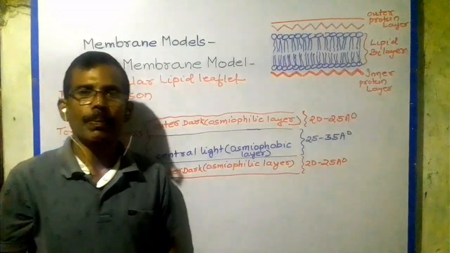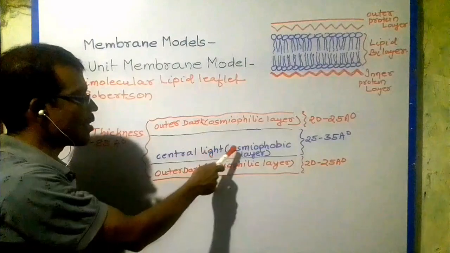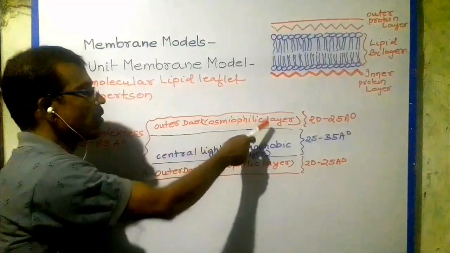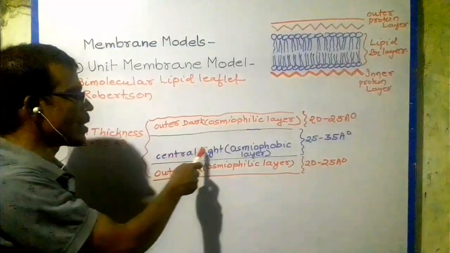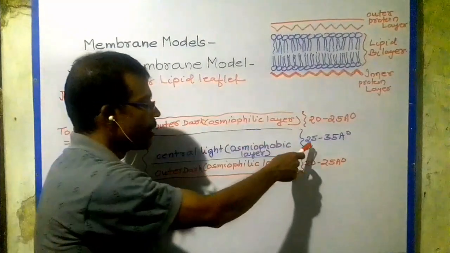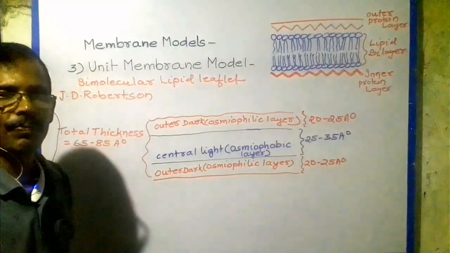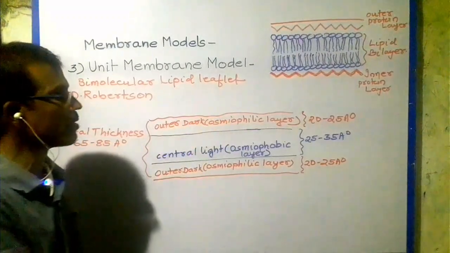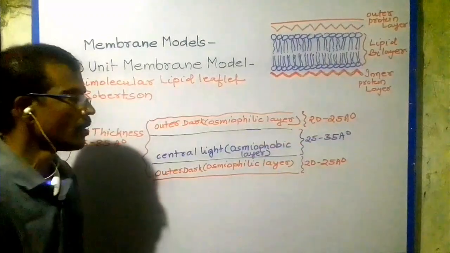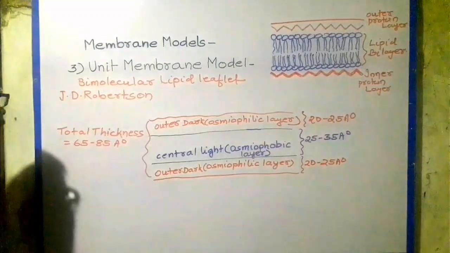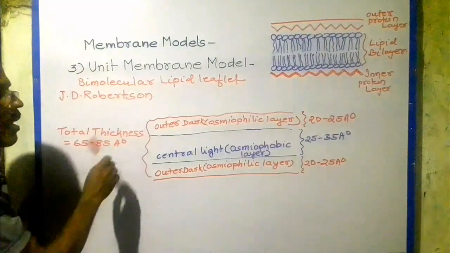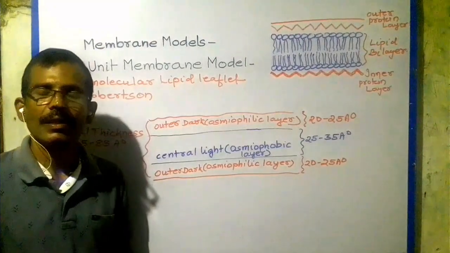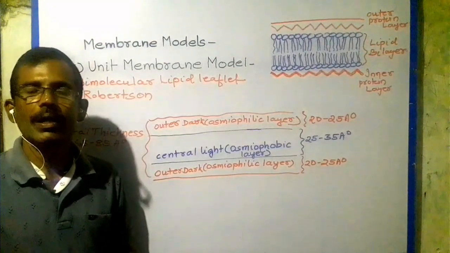In such a trilaminar pattern, there was a central light osmiophobic layer and two outer parallel dark osmiophilic layers. The thickness of the central osmiophobic layer was 25 to 35 angstrom and the thickness of the outer dark osmiophilic layer was 20 to 25 angstrom. So the total thickness was between 65 to 85 angstrom. This total thickness matched the thickness that was obtained from chemical studies.